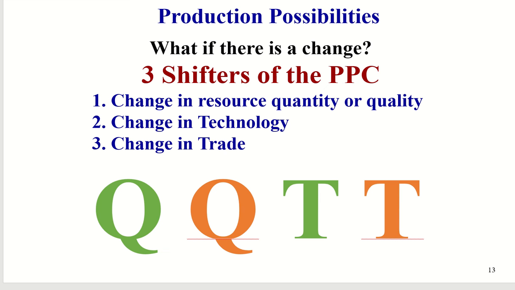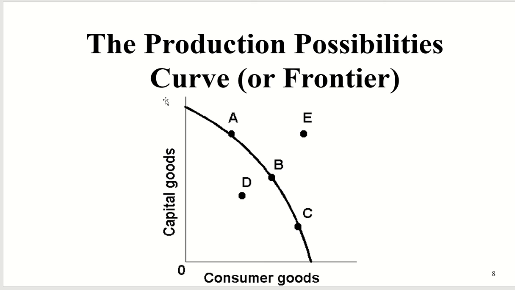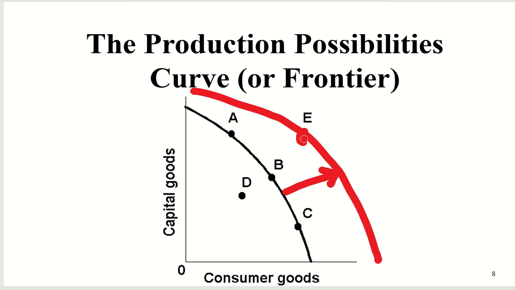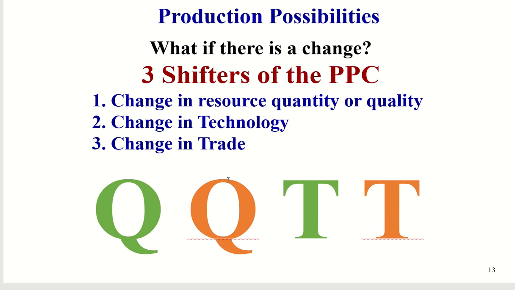Okay, shifting the production possibility curve. We want growth. We want this curve to shift out here so we can have more stuff. We can work at point E. Well, how do we do that? Well, we have to change something. We have to change the quantity of a resource, the quality of a resource. Well, what are our resources? Land, labor, capital, and entrepreneurship, human capital, and physical capital. A change in technology and a change in trade, right? So Q, Q, T, T, right? Let's take a look at that.